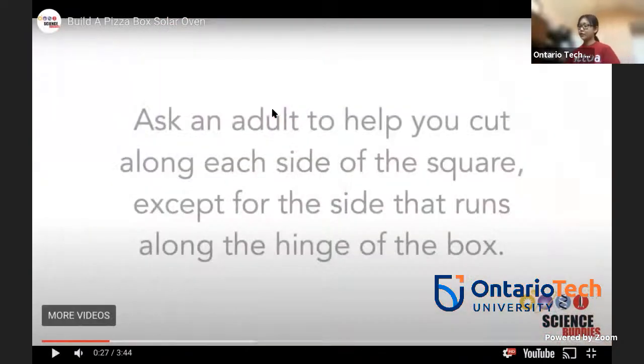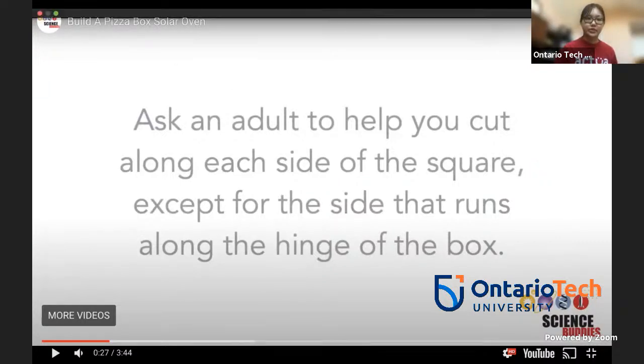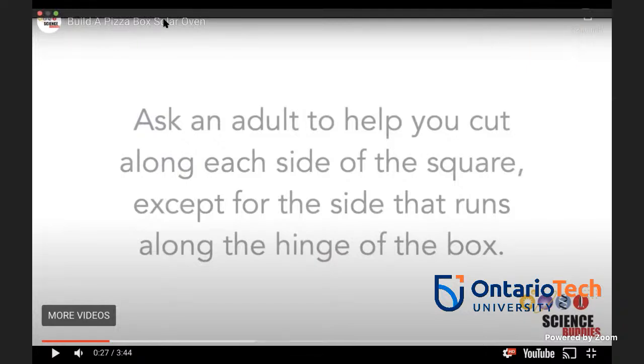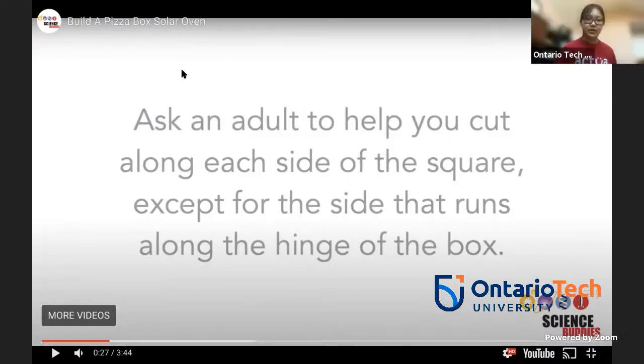All right, so first we want to have about a 1-inch border drawn around the lid of our pizza box. You can use a ruler if you want it to be more accurate, but I'm just going to do it by eye. Let me just turn off my blur.